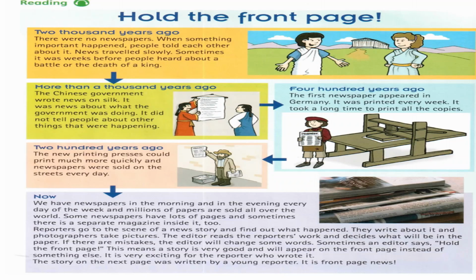Reporters go to the scene of a news story and find out what happened. They write about it, and photographers take pictures. The editor reads the reporter's work and decides what will be in the paper. If there are mistakes, the editor will change some words. Sometimes an editor says, "Hold the front page." This means a story is very good and will appear on the front page instead of something else. It is very exciting for the reporter who wrote it. The story on the next page was written by a young reporter. It is front page news.